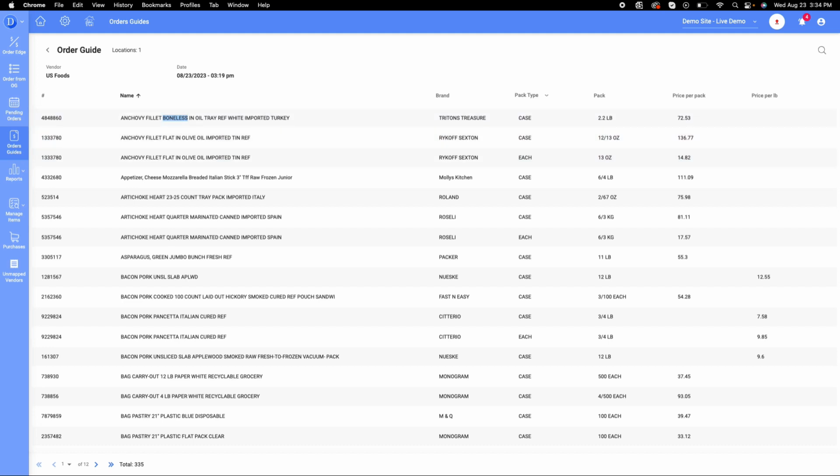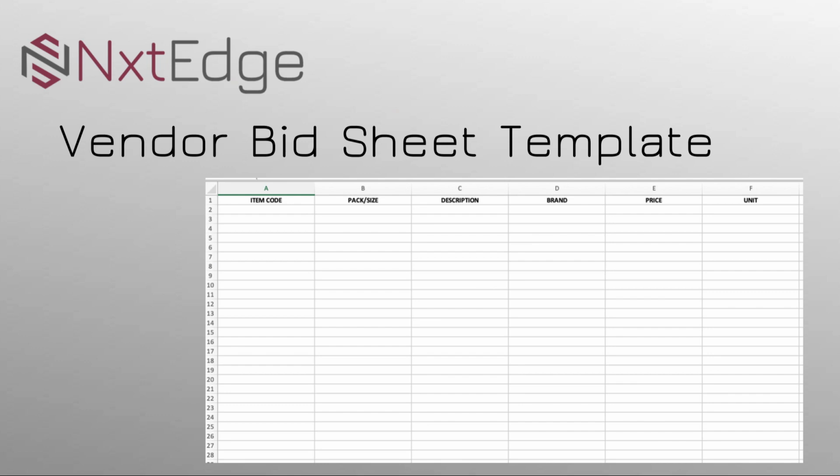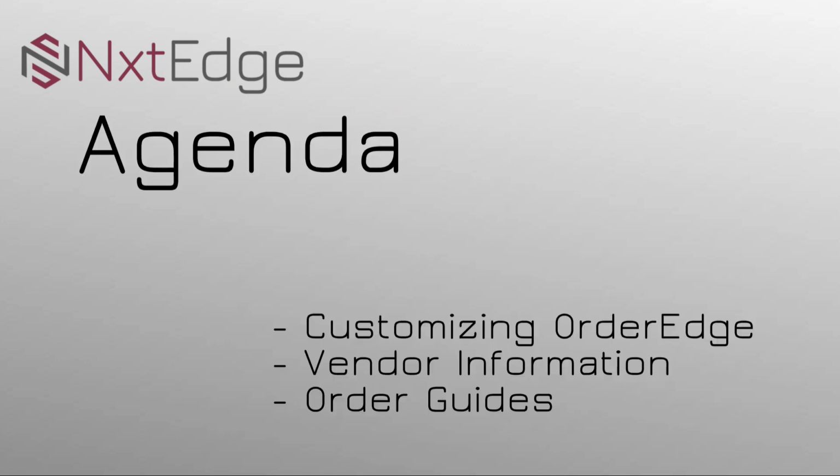Order guides need to include a vendor product code, description, pack and size and price, and it should be in an Excel format. PDF files can be used if they can be converted to Excel. If your vendor does not have an order guide, we can supply a template for them to use.